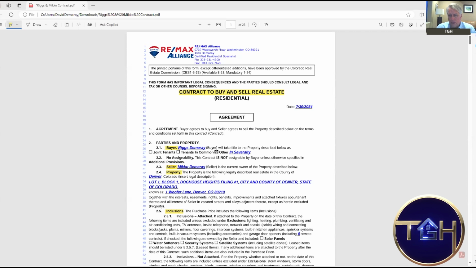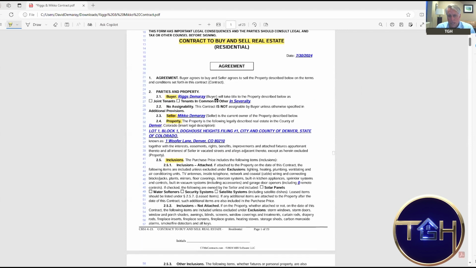I've highlighted things that I wanted to touch base on real briefly with you. In this case, this is an agreement between my dog Riggs as the buyer and my dog Miko as the seller. Miko is selling her doghouse to Riggs for $100,000. So this contract starts out with what does it mean? Who's buying? Who's selling? What's being bought and sold?